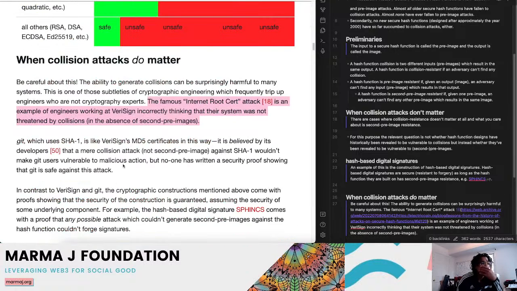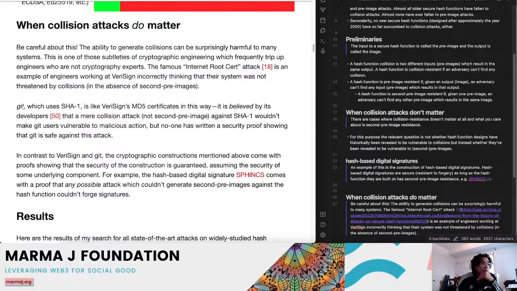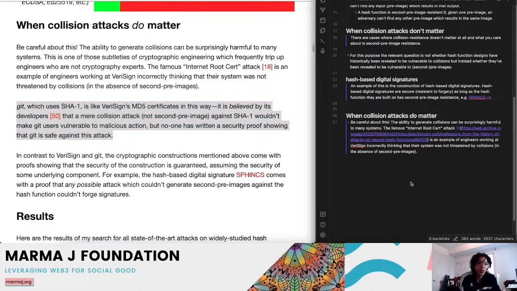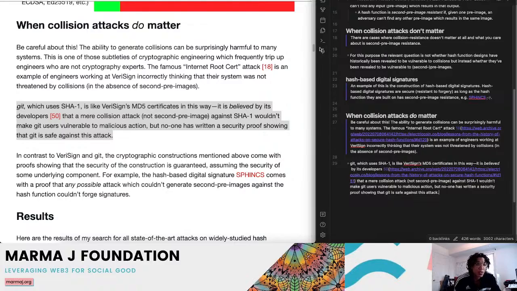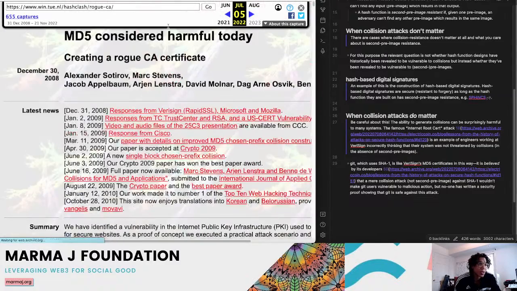Anyways, Git, which uses SHA-1, is like VeriSign's MD5. It is believed by its developers that a mere collision attack, not second pre-image, against SHA-1 wouldn't make Git users vulnerable to malicious action. So no one has written a security proof. Okay, this sounds interesting as well. So this is a specific example that I could look to, which, okay, that worked.